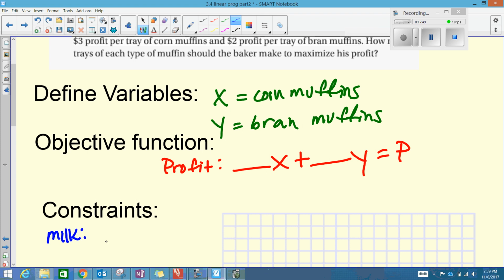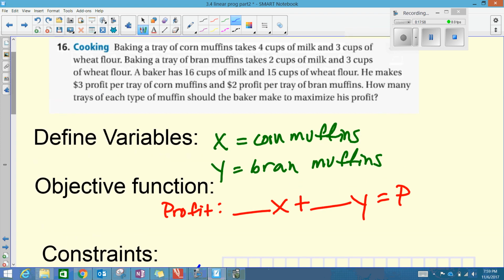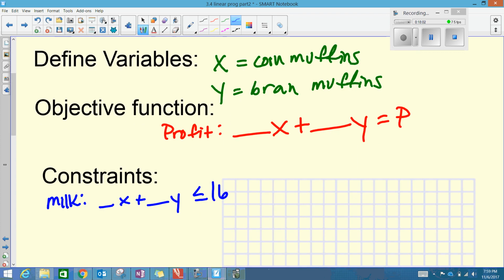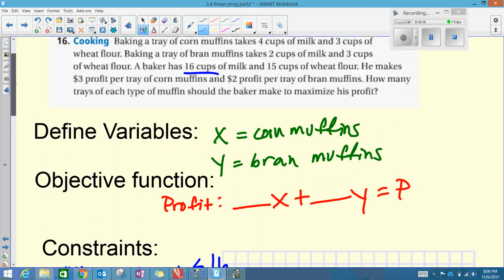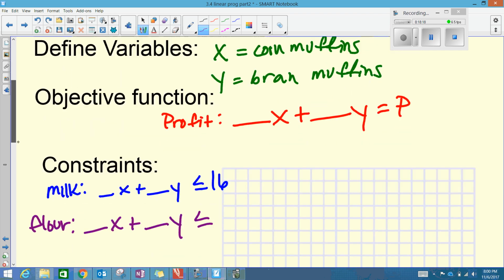Okay, so you're going to have to set up how much milk X needs and how much milk Y needs, and that's going to have to be less than or equal to 16, because that's all the milk you have. Then you're going to have a constraint about flour, so you have to find out how much flour corn muffins need and how much bran muffins need, and it's going to have to be less than 15 because that's all the flour you have.